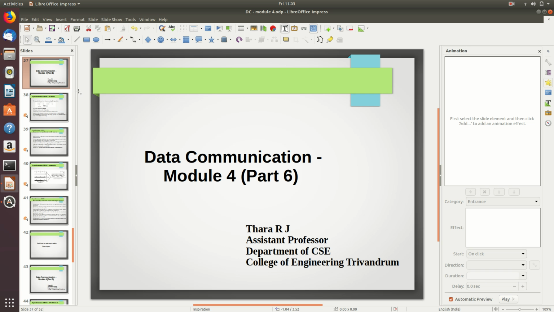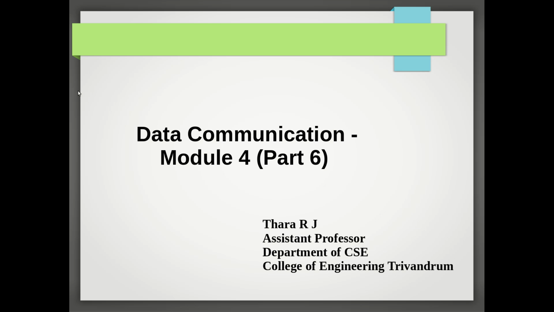Hi everyone, we are continuing our discussion on module 4 data communication, and right now we are in part 6. So far we discussed the multiplexing technique, particularly frequency division multiplexing and wavelength division multiplexing in detail, and then we moved on to our discussion on time division multiplexing, starting with this variation called synchronous TDM, and we already see in the overall system design.